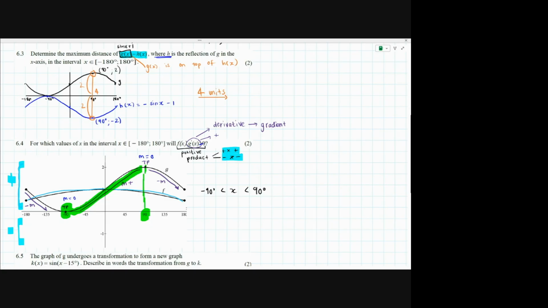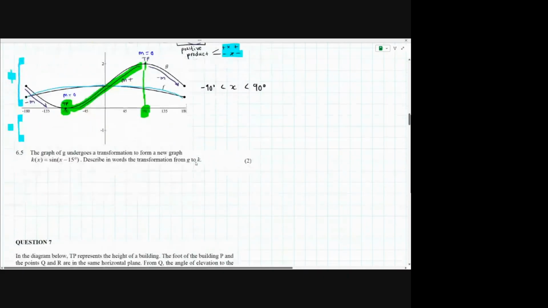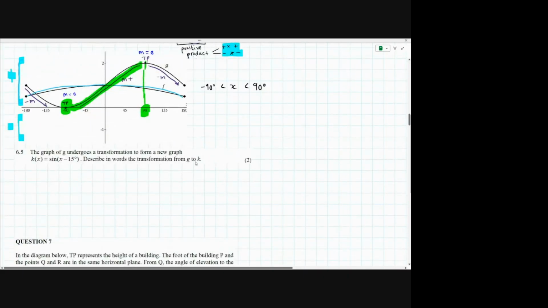Cool. Right, so 6.5 says the graph of g, so once again, g is sine x plus 1, undergoes a transformation to form a new graph, k of x equals sine of x minus 15. Describe in words the transformation from g to k.